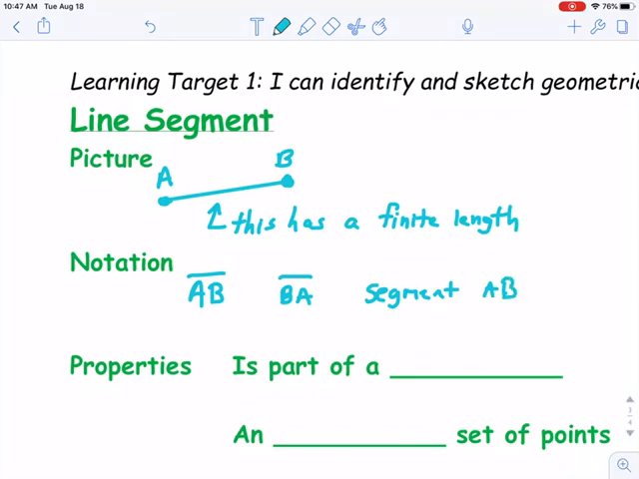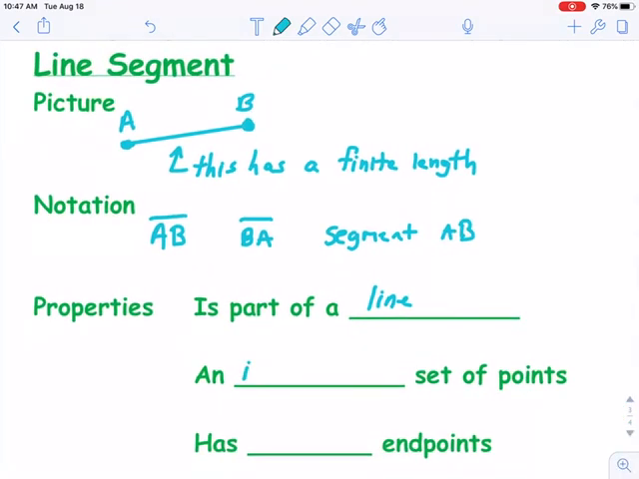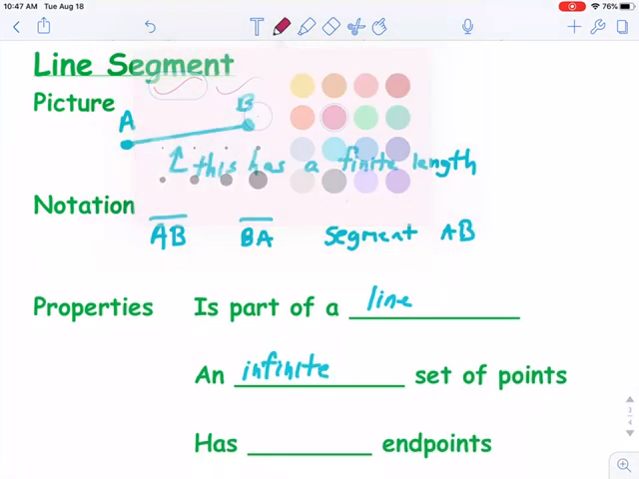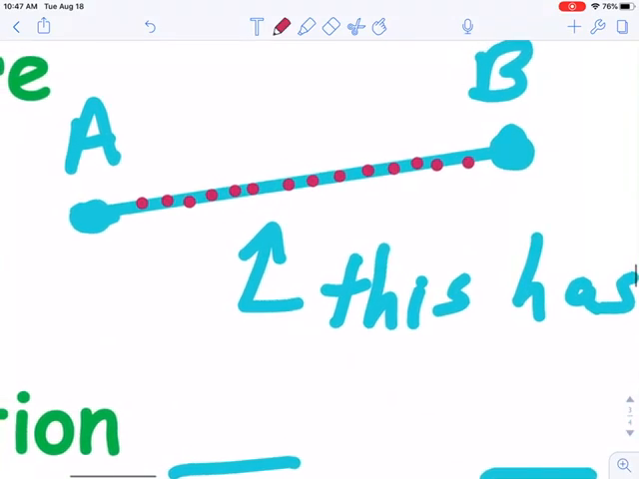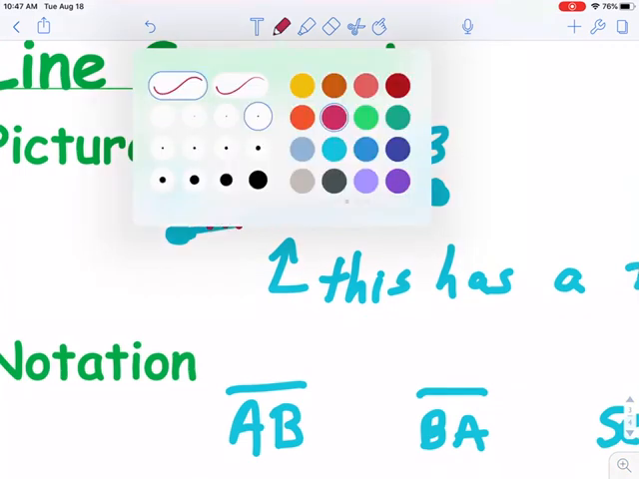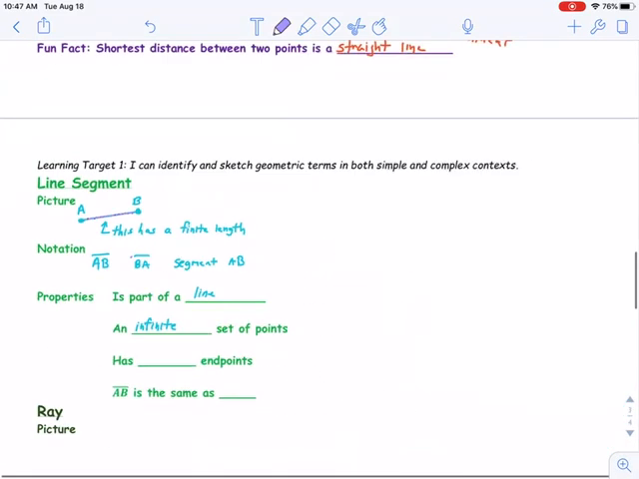Or you could even write segment AB. So it is part of a line, and this has an infinite set of points within it. I mean, if I wanted to, I could put a point right there, there, and then I could zoom in even more, and then put more points there. If Notability would let me, I could keep zooming in and putting more and more points. So it has an infinite set of points.